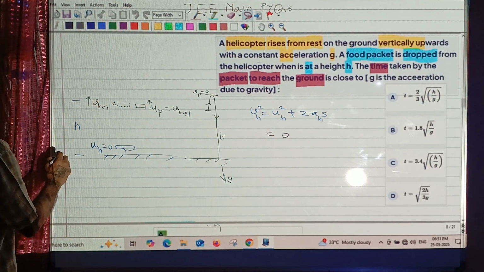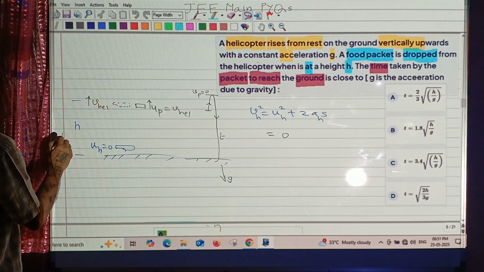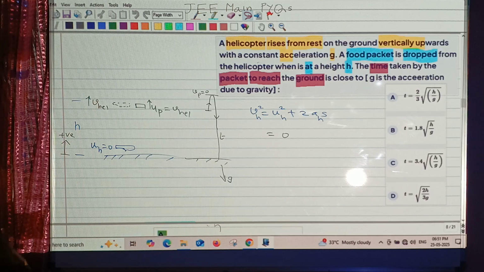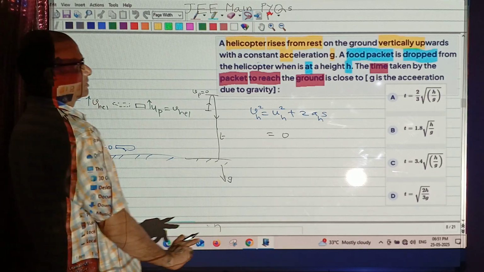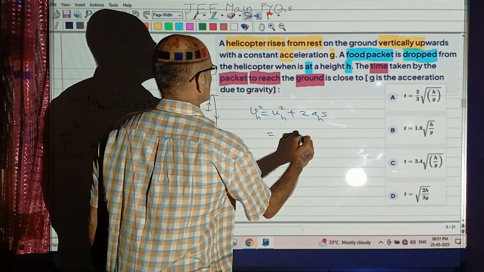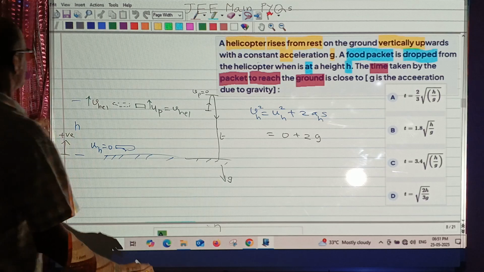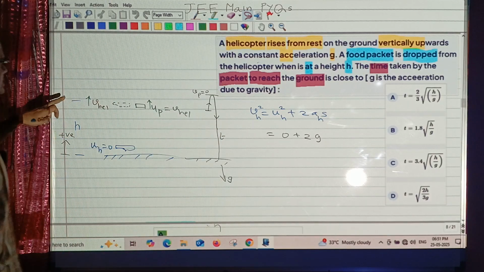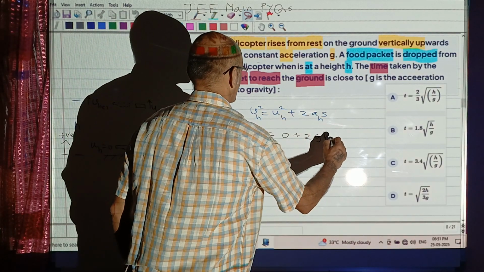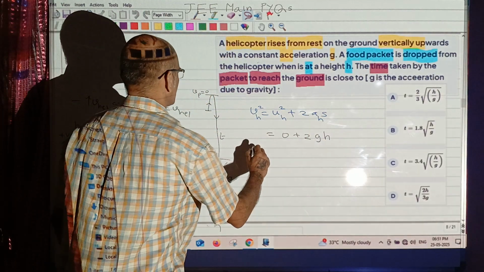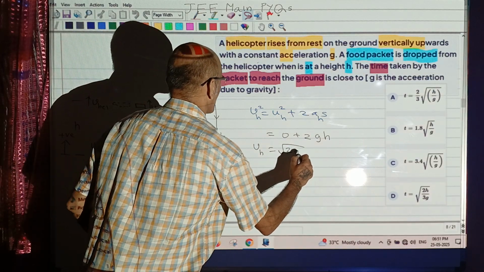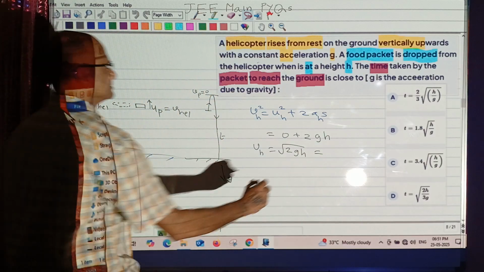And let me take the upward direction as positive. You have to choose one direction as positive. I'll choose this as my origin and the upward direction as positive. So according to this convention, the acceleration of the helicopter is plus g because the helicopter is accelerating upwards with g. So 2g and the displacement. I'm applying this equation at this point where the helicopter is at the height h. So s for that particular point is h. So velocity of the helicopter at height h is square root of 2g h, and this is the initial velocity of the packet.